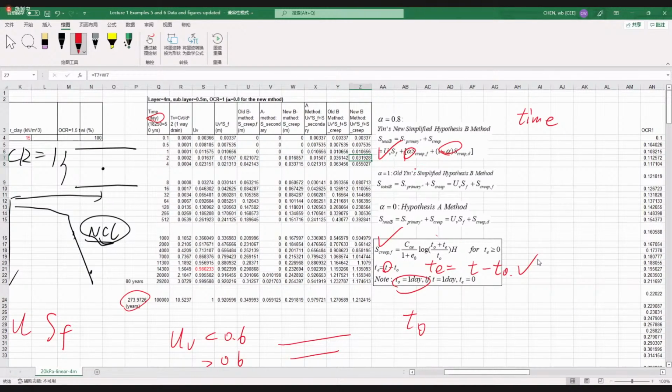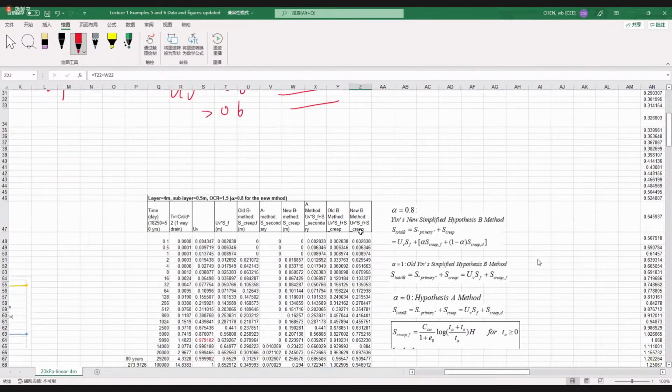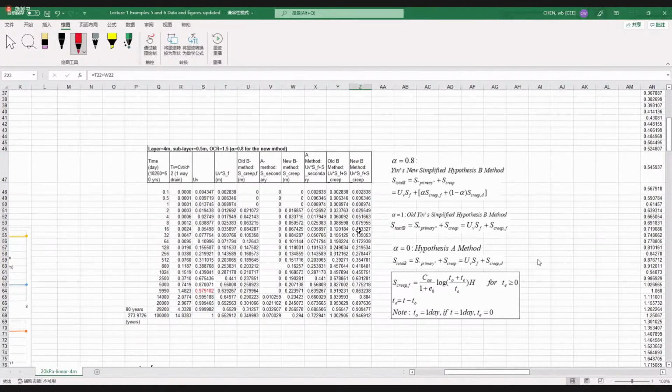The final settlement, actually, we should include the settlement due to primary consolidation, right? So you can see what we have more. We use the creep settlement calculated from the hypothesis B method in this column, plus the settlement due to the primary consolidation in this column, okay? We get the final result. Okay, this is how we do the calculation here.